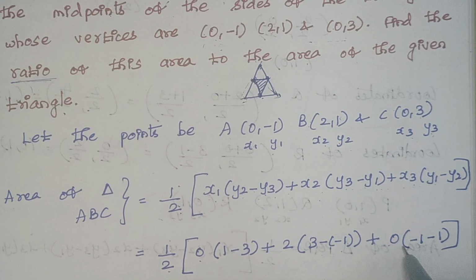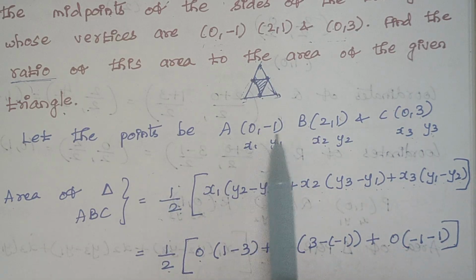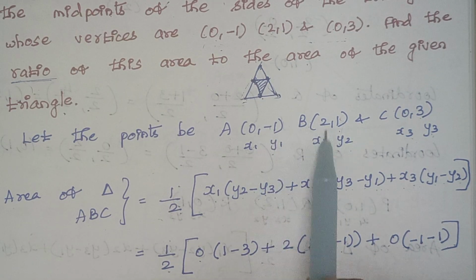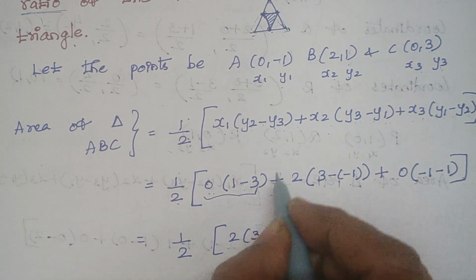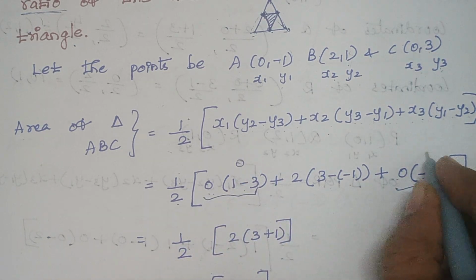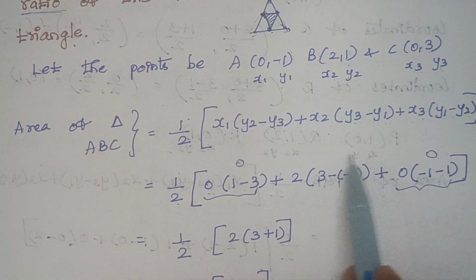If it is 0, no need to bother about the points because any number multiplied by 0 is going to be 0, right? So anyway, it is y1 minus y2, y1 is minus 1 and y2 is 1. So minus 1, minus 1, right? Now the next thing is we are simplifying. 0 into any number is 0. That is, this part becomes 0 and this part becomes 0. We are going to simplify this.